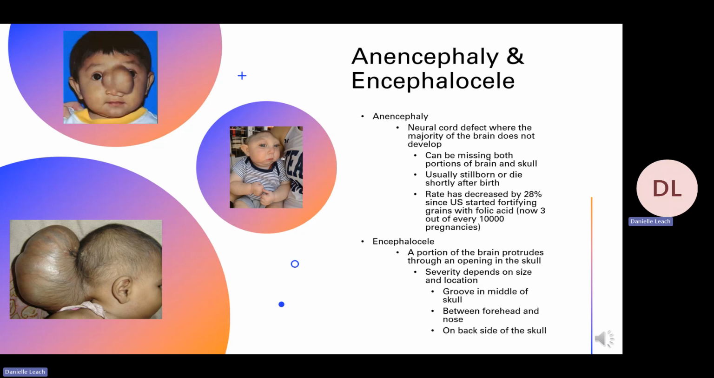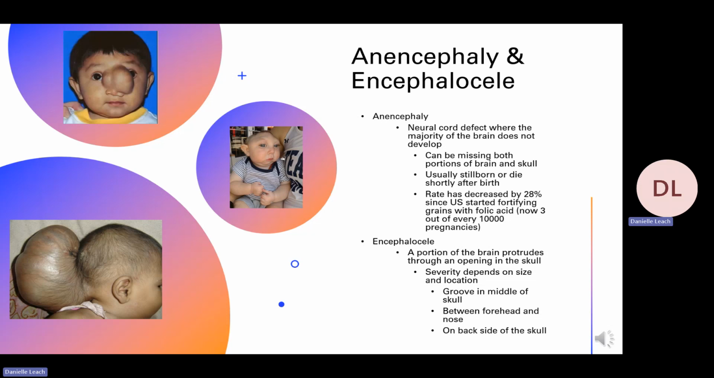The rate of anencephaly has decreased by about 28% since the US started fortifying grains with folic acid. So now it's somewhere around 3 out of every 10,000 pregnancies. So not very common. But if the baby does survive birth and any time after that, they are going to be severely disabled.